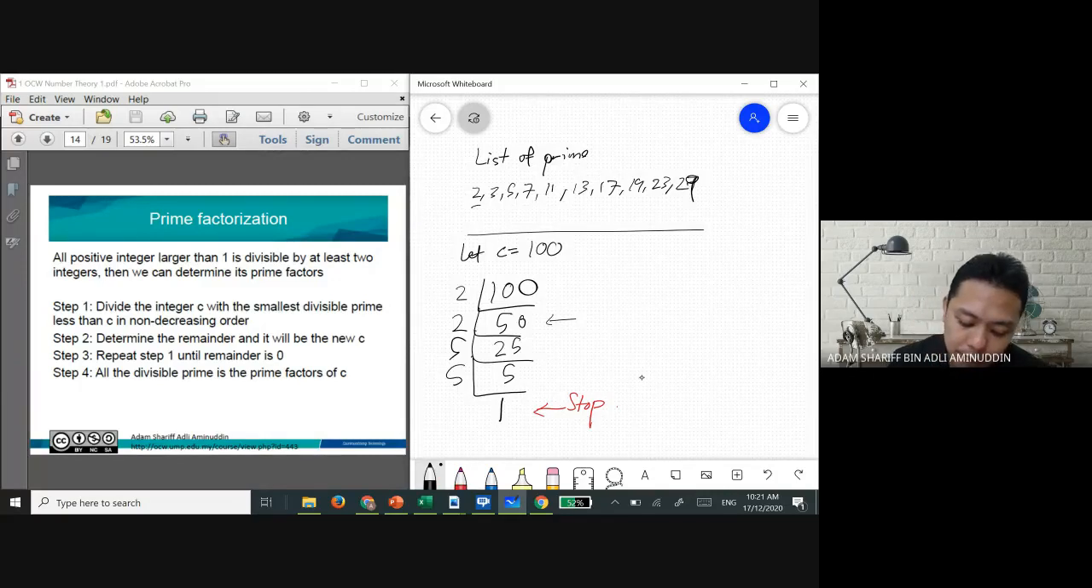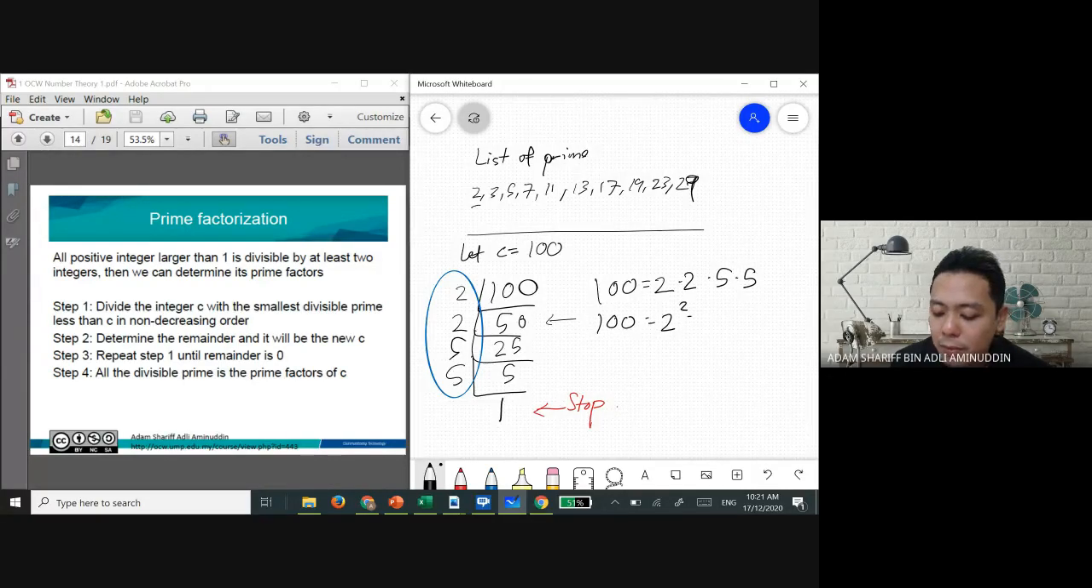Then 100 yang kat belah kiri ni semua adalah prime factor dia. So 100 equals 2 times 2 times 5 times 5. So 100 equals 2 to the power of 2 times 5 to the power of 2. This is a unique representation of 100 in the form of the product of primes.